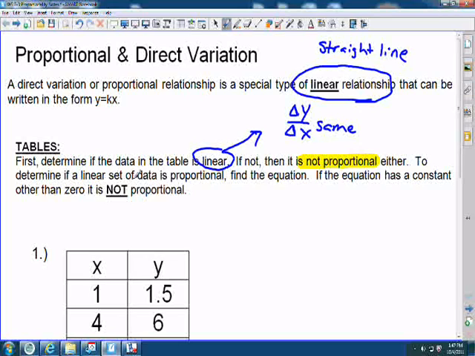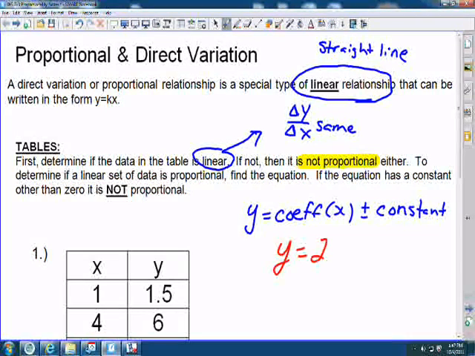To determine if a linear set of data is proportional, first you need to find the equation. If the equation has a constant other than 0, it is not proportional. So remember, we have y equals the coefficient times x plus or minus the constant. To be proportional, you can have y equals 2x, but the constant has to be plus 0. And a lot of times you won't see that plus 0. Okay, so this is linear and it is proportional.